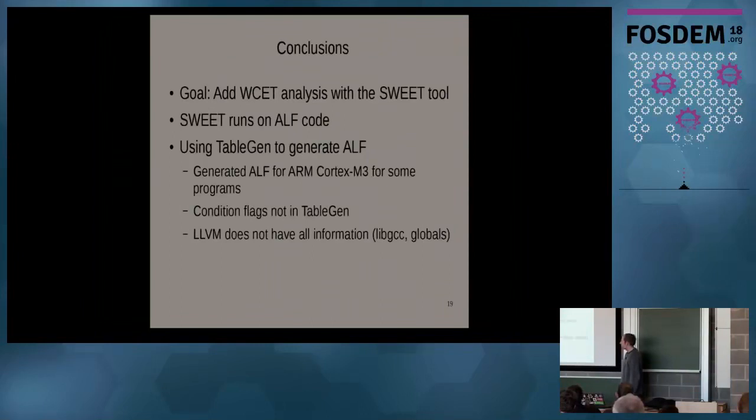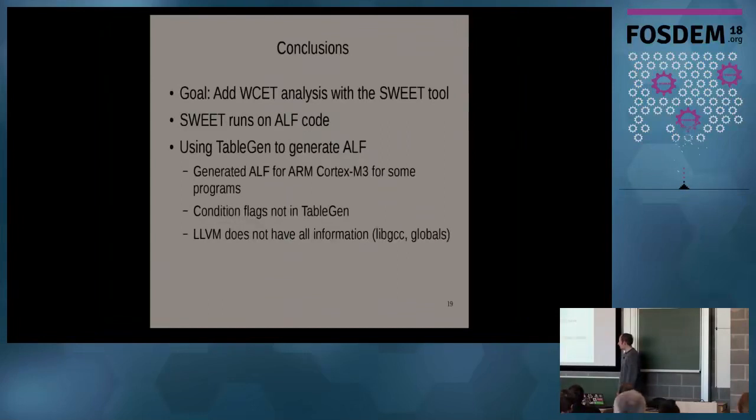So I tried to add worst case execution time analysis to LLVM with the Suite tool. For this I just needed to output ALF code, which was semantically the same as the instructions that you're compiling from LLVM. I used TableGen to generate code that you can then use in your backend.